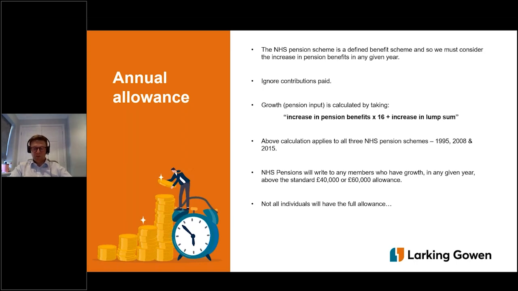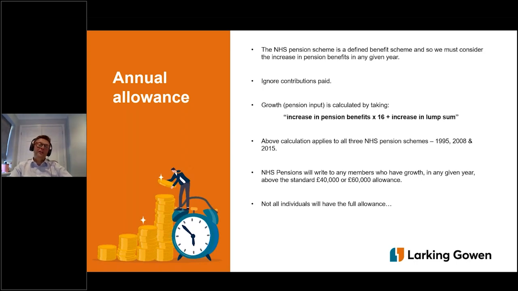So if you are a 45% taxpayer, the contributions that you pay, you'll get 45% tax relief on those automatically, which is very positive. When looking at the NHS pension scheme, the growth is calculated by taking the increase in pension benefits, you multiply those by 16, and you also have to factor in any increase in the lump sum.